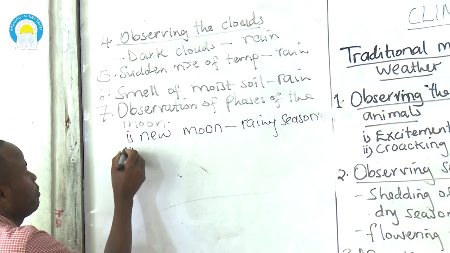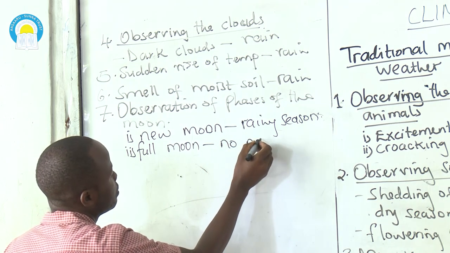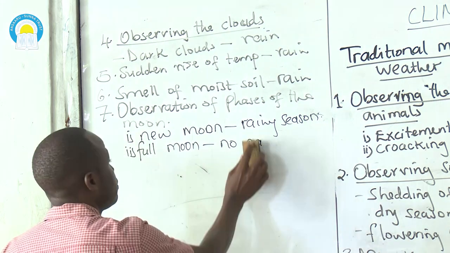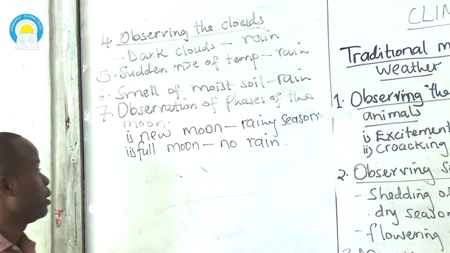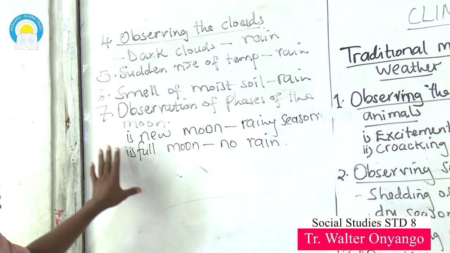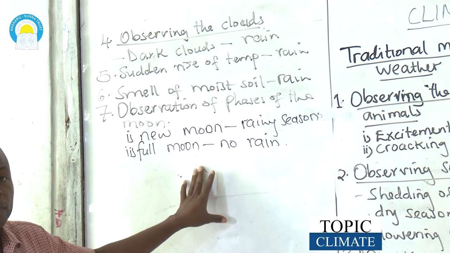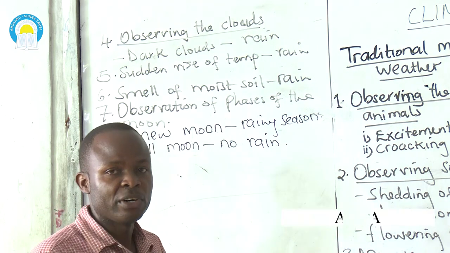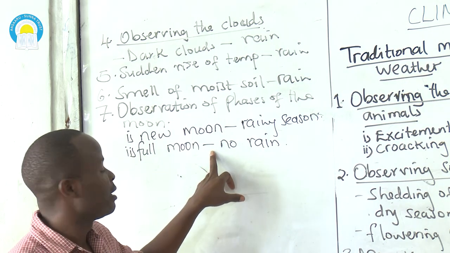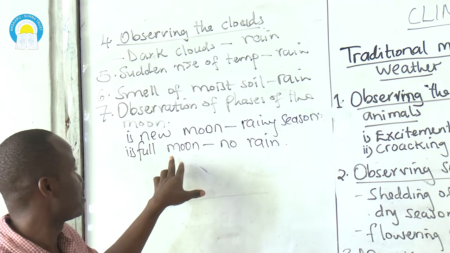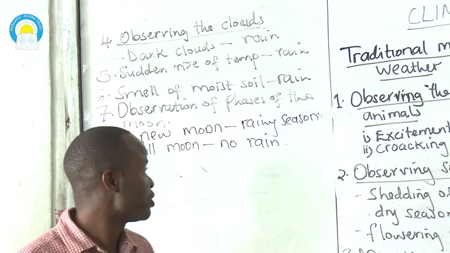While full moon means no rain. When it has been raining, and then maybe in the evening a full moon appears, the appearance of full moon shows that the rain is going to end, there will be no rain. Now you start preparing for a period without rainfall, a dry season now. But the appearance of new moon indicates that the rainy season is almost, or it's almost raining.